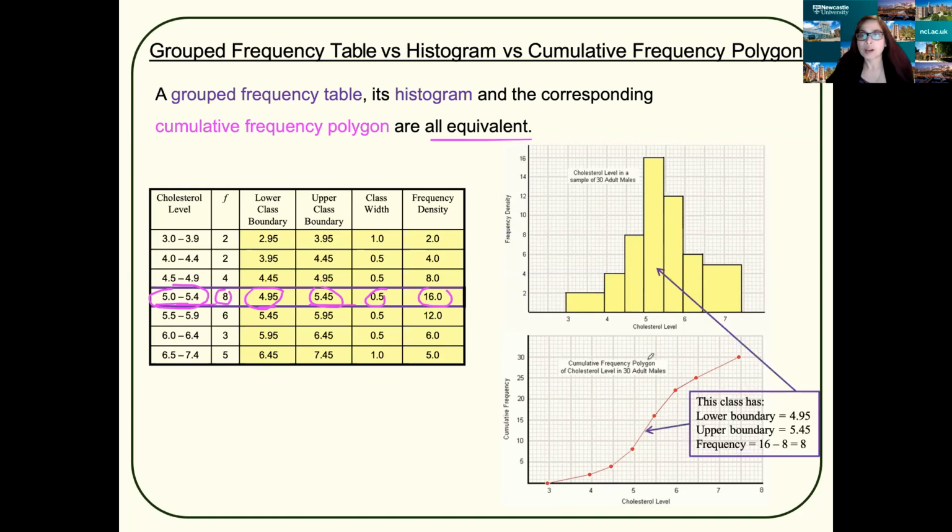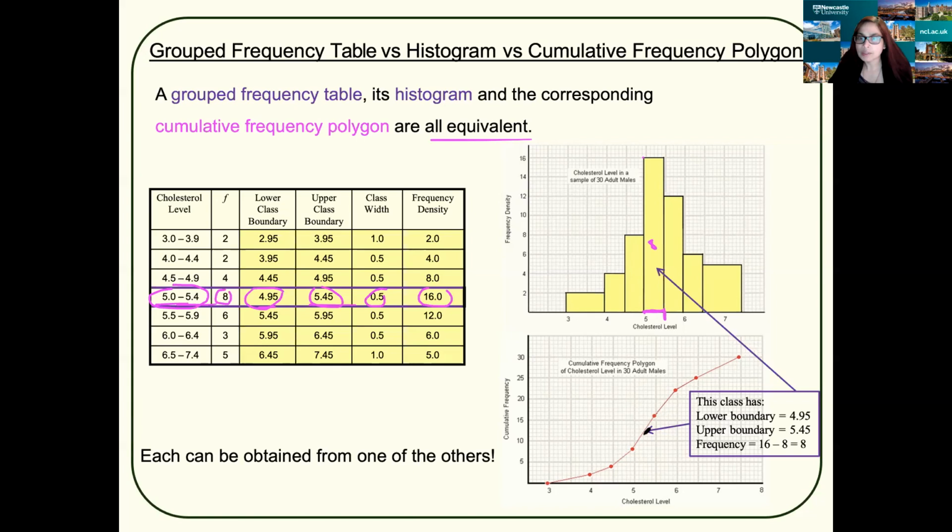Okay, now look at this. We have taken this class. Each can be obtained from one of the others. Let's see how. So we are talking about this class, and the frequency density is 16. 16 times the class width will give you 8, isn't it? Now this class has the lower class boundary as 4.95 and the upper class boundary is 5.45.